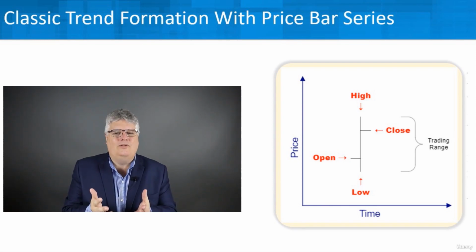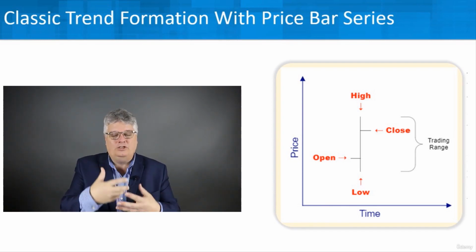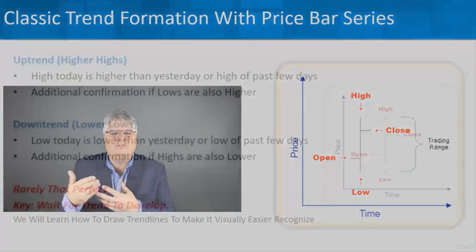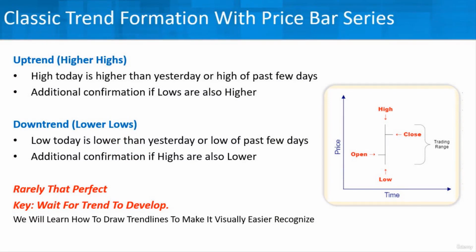So if we look at classic trend formation with price bar series, so we're looking at price bars, open, high, low, close, over a period of time, right? If you're looking at a series that tends to be uptrending, the highs are higher. Each day, the high is getting higher than the day before. And you get additional confirmation of an uptrend if the lows are also higher too. Your highs are higher and your lows are higher, everything's higher and prices are going higher. That can give you a signal of a strong uptrend.